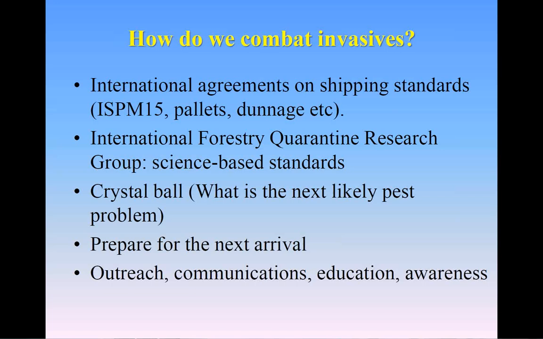But we are doing our best to prepare for the next arrival through things like the Critical Plant Pest Management Committee, the surveys, lots of work being done by the Canadian Forest Service to look and CFIA to look at lures and traps to find out what species might be in Europe or in Asia that we need to be looking for here and develop trapping methods to detect those as soon as possible. And then we're doing lots of outreach and communications, trying to get the word out for everybody to know that's what they should be paying attention to and how to report it.